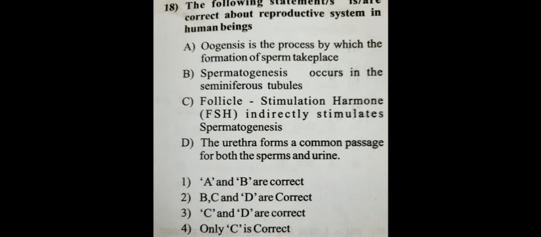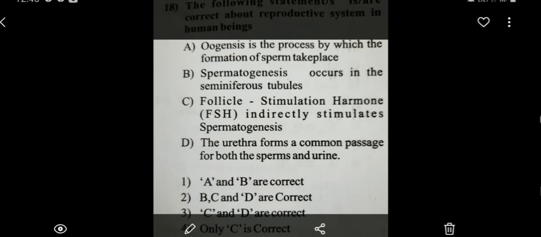Next, statement B. Spermatogenesis occurs in the seminiferous tubules. This is right. Follicle stimulating hormone indirectly stimulates spermatogenesis. Even this is right. The urethra forms a common passage for both sperms and urine. Even this is also correct. So only A is wrong. Remove A and search for B, C, D. It is the second option. B, C, D are correct statements.